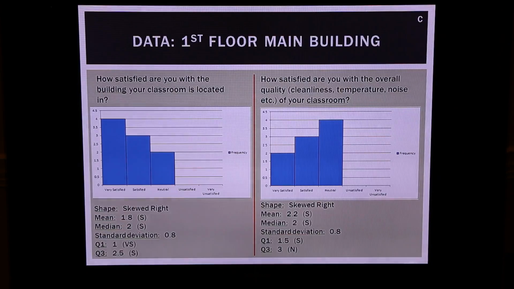How satisfied are they with the location of their classroom? It was a little more towards neutral, but they are still all at least neutral on the location of their classroom and not unsatisfied. Or the quality of their classroom, sorry. And not unsatisfied with the quality of their classroom.